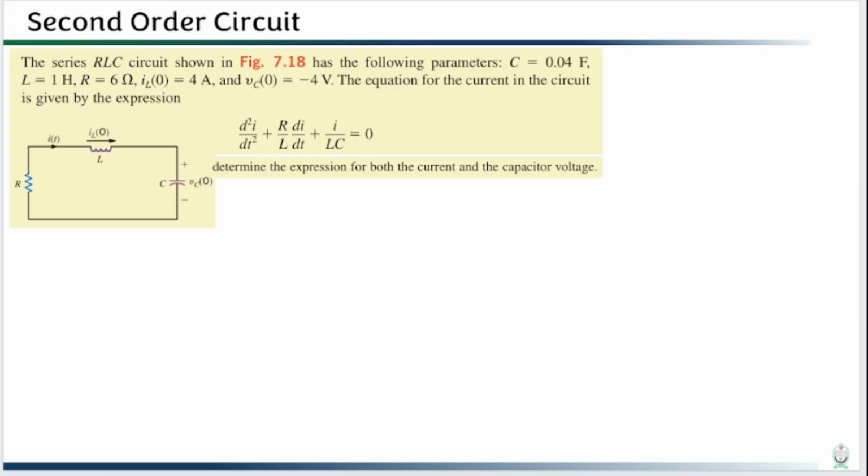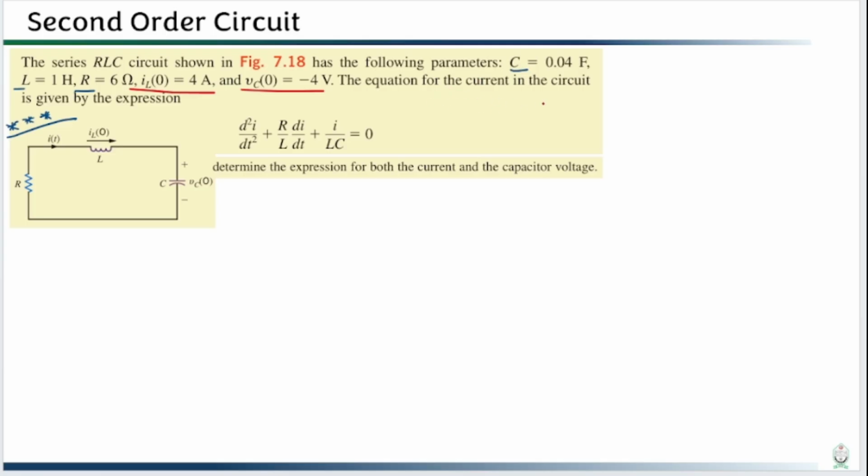Let us now look at one example of a second order circuit, a numerical problem. Let us now begin with the numerical example that requires us to solve the second order circuit. Let us first read out the question. Here it says that the series RLC circuit shown in the figure has the following parameters: the values of capacitor, inductor, and resistor are given, and two initial conditions of this circuit are given here.